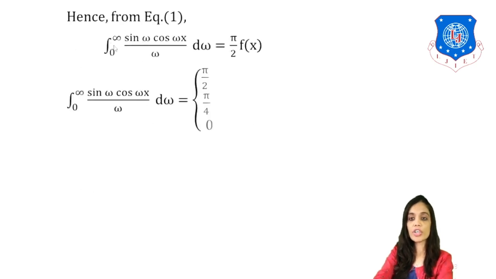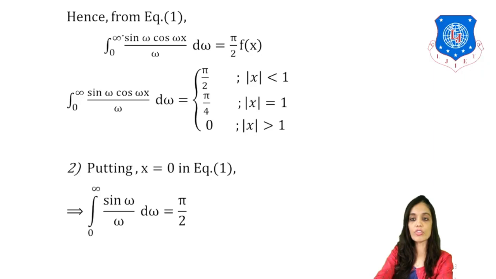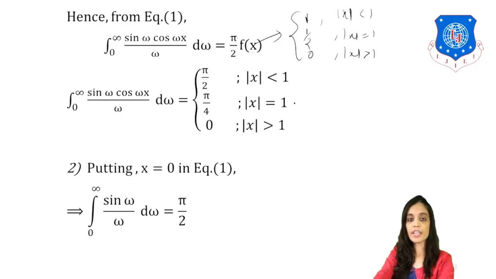So our equation 1 is this, that is the integration 0 to infinity of sin omega cos omega x upon omega d omega is equal to pi by 2 f(x), where our f(x) is 1, half and 0 for |x| less than 1, |x| equal to 1 and |x| greater than 1. Just multiply by pi by 2, so your answer will be pi by 2, pi by 4 and 0 for |x| less than 1, |x| equal to 1, |x| greater than 1 respectively.